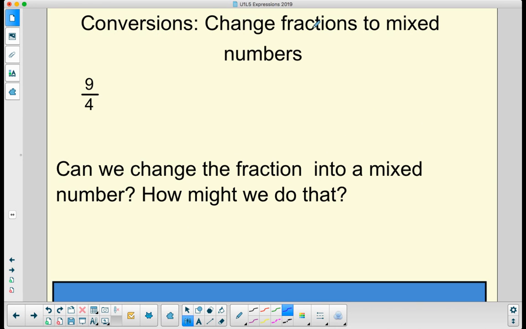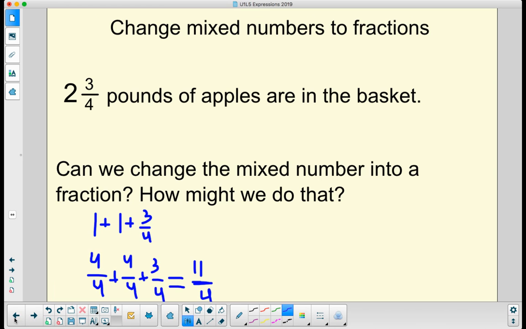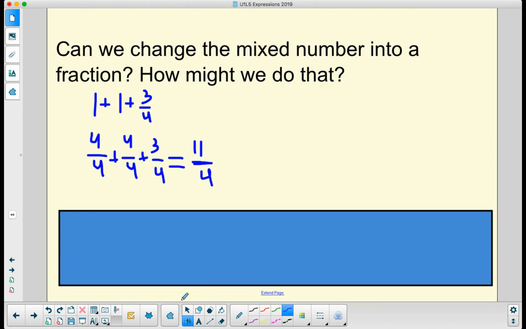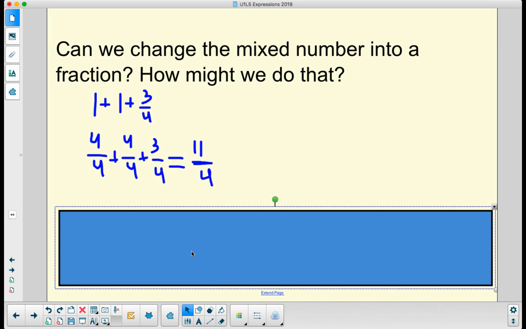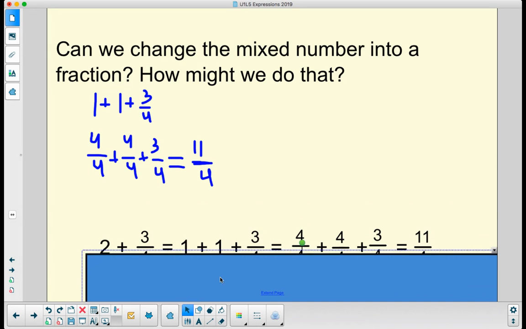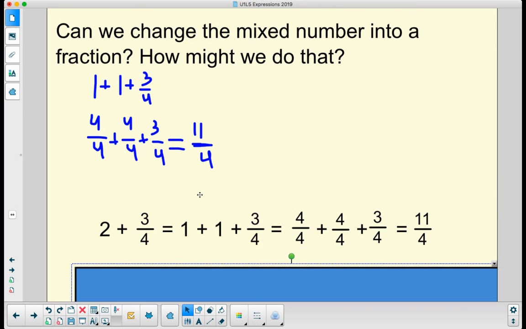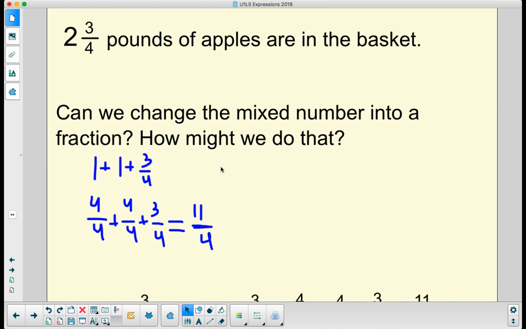Now, conversion, changing a fraction to a mixed number. Actually, I'm going to come back to this. I just want to see if there's anything on here, under here. I don't think there is. Oh, there is. So there they are, just showing it all the way through. 2 wholes plus 3/4 is 1 whole plus 1 plus 3/4. Each one was 4/4 plus 3/4 gave me 11/4.